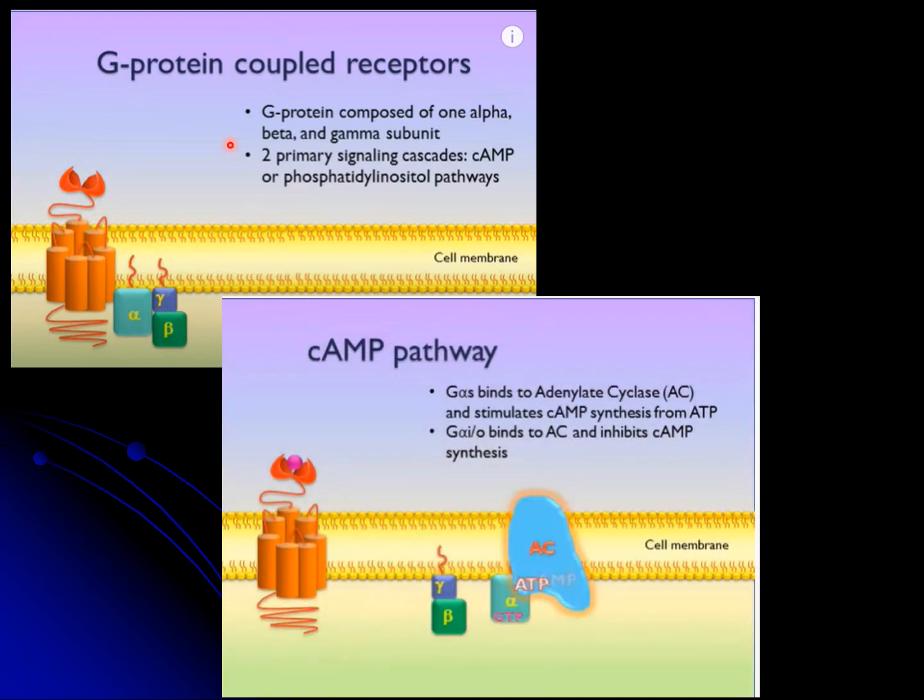So G proteins can be G stimulatory or G inhibitory, denoted by GS or GI, or it can be GQ, in which there is the IP3 DAG pathway. In the G stimulatory pathway, cyclic AMP is increased, whereas in G inhibitory, there is a decrease in cyclic AMP. As I told you, the alpha subunit carries the GTP activity and it activates the adenyl cyclase pathway, and depending upon G stimulatory or inhibitory, it stimulates or inhibits cyclic AMP synthesis.